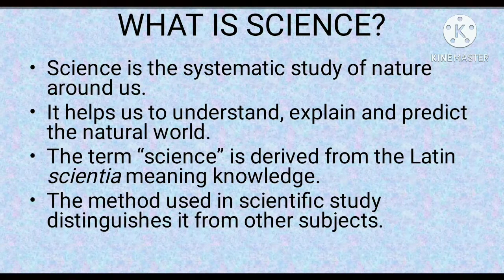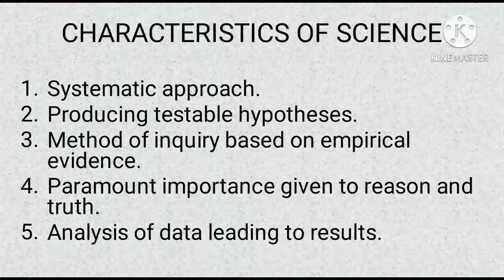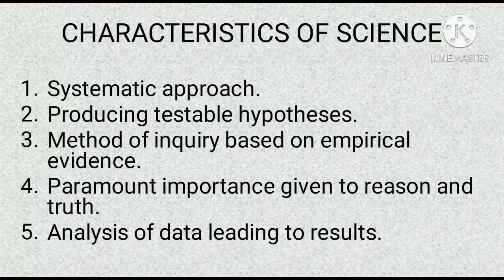Actually there are a lot of fields of study that explain and predict life around us, but all are not treated as science subjects. It is the method used in scientific study which distinguishes science from other subjects. What are the different features of science? The first one is that science is a systematic approach. Through various steps we are doing a study in science.